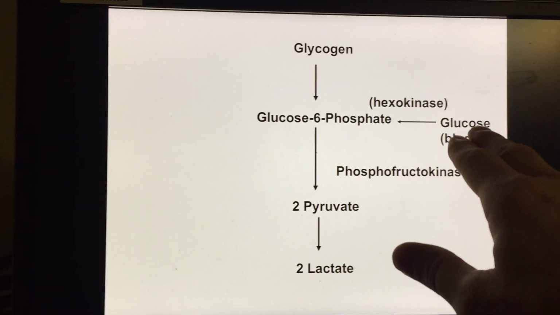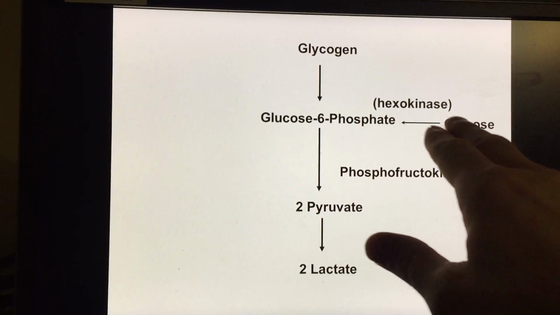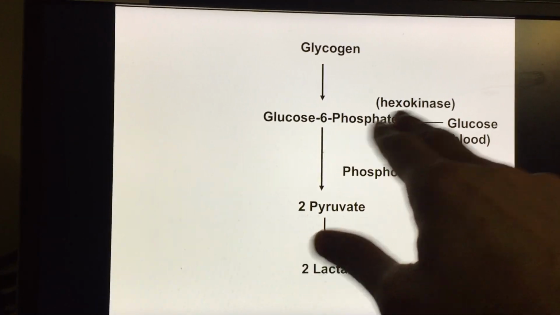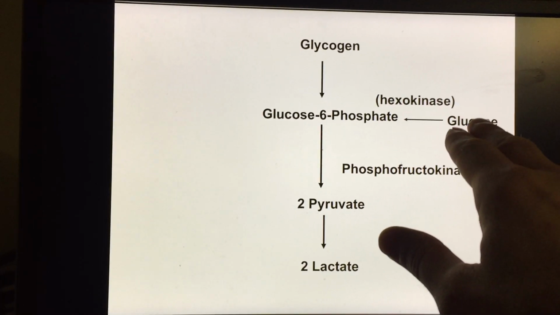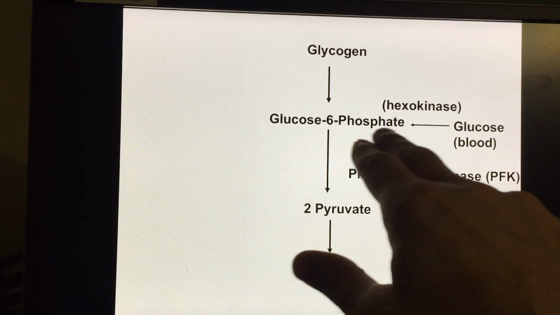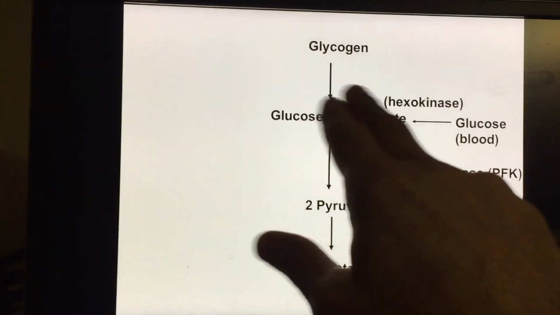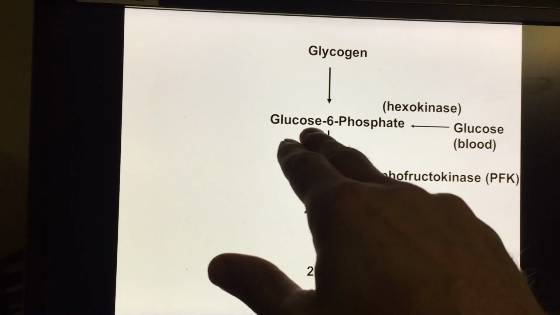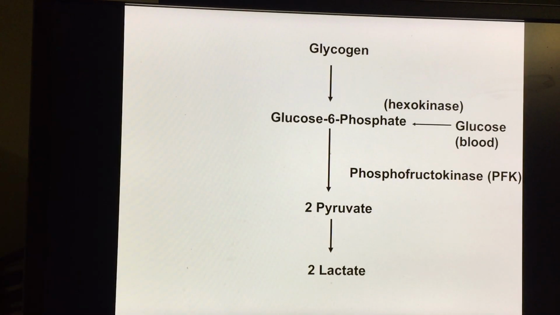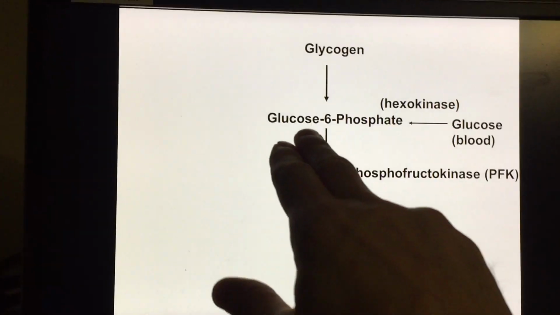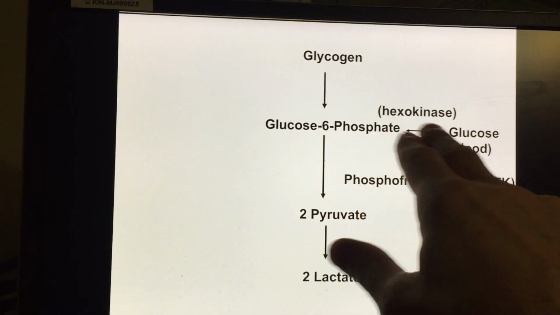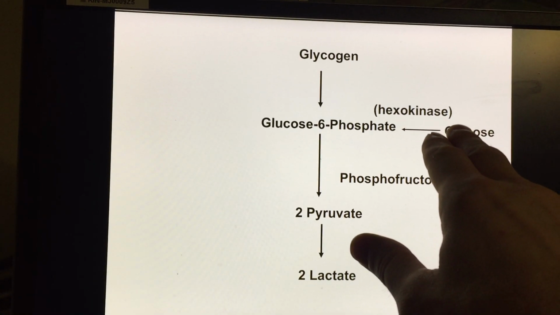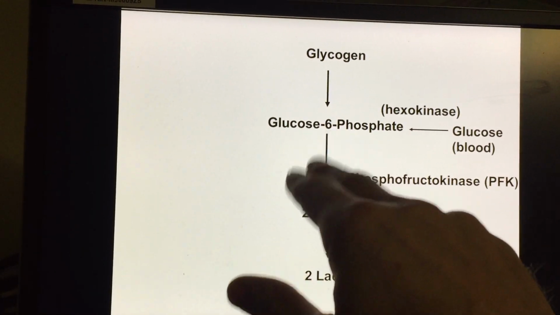It's involved in the transport of glucose into the muscle fiber. The hexokinase adds a phosphate to the glucose, changing it to glucose 6-phosphate. The 6 just indicates where on the glucose molecule the phosphate is added. And that traps the glucose inside the muscle fiber. So this enzyme is very important for the transport of glucose into the muscle fiber.